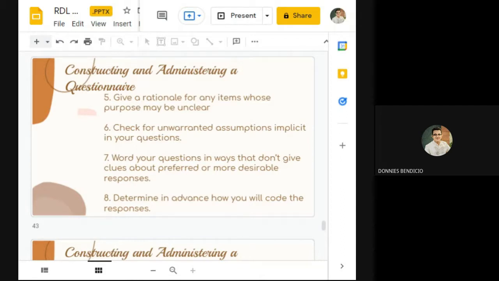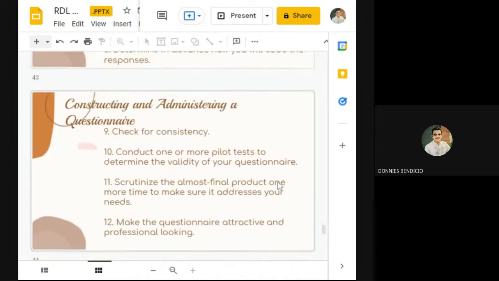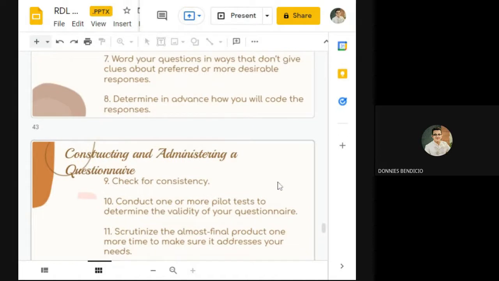So number 5, give a rationale for any items whose purpose may be unclear. So check for unwarranted assumptions implicit in your questions. Word your questions in ways that don't give clues about preferred or more desirable responses. So determine in advance how you will code the responses.